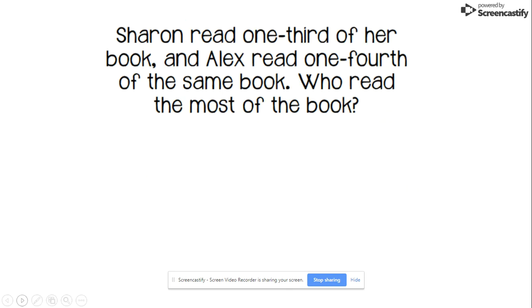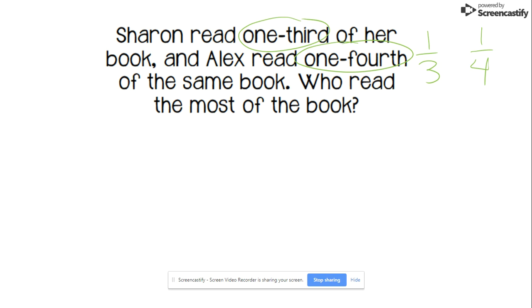In your next example, it says Shannon read 1/3 of her book and Alex read 1/4 of the same book. Who read most of the book? So I'm going to write my fractions out to the side that they gave me, 1/3 and 1/4. When I look at my fractions, I see that both of them have a different denominator.